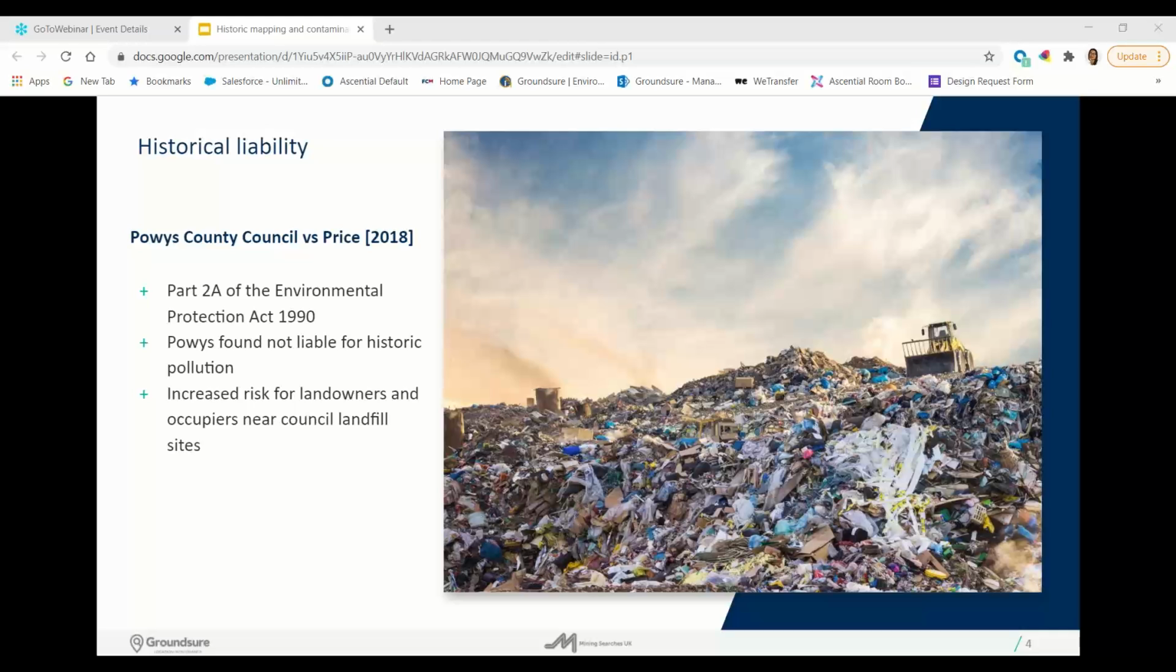The contaminated land regime rules that under Part 2A of the EPA, those who caused or knowingly permitted that contamination, i.e. the Class A person, must be targeted for remediation costs first. Now, if no Class A person can be found, then the innocent landowner or occupier could be liable as a Class B person. At the heart of the case was whether Powys was seen to have taken over the liabilities of its statutory predecessor, Brecknock Council, when it was created in 1996, and was therefore responsible for the management of landfill sites by Brecknock.